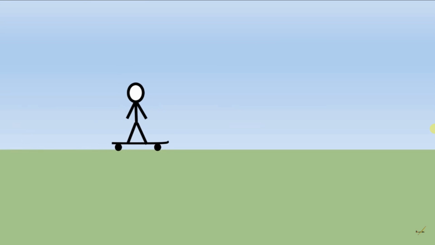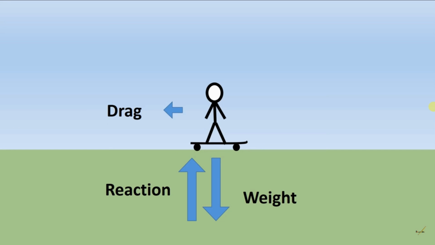Imagine someone on a skateboard. Here, the weight of the skateboarder is counteracted by the reaction from the ground. But the drag or air resistance will gradually reduce the speed until the skateboarder stops.